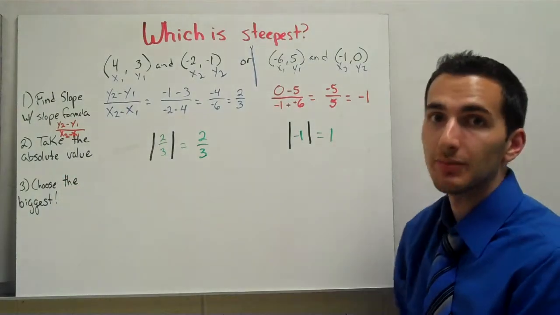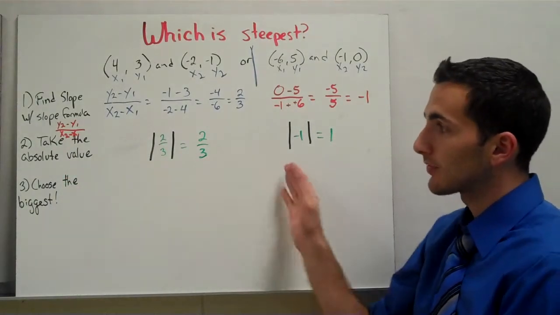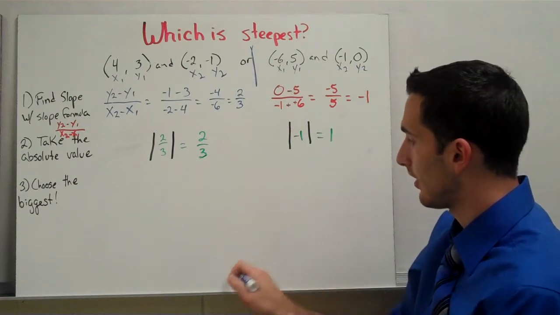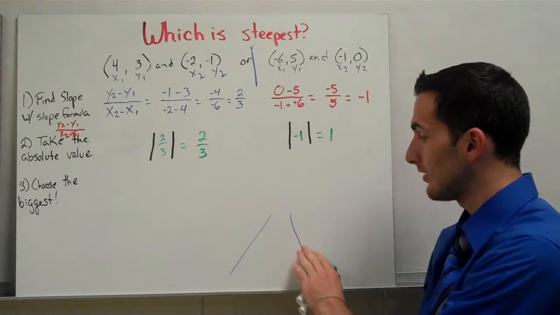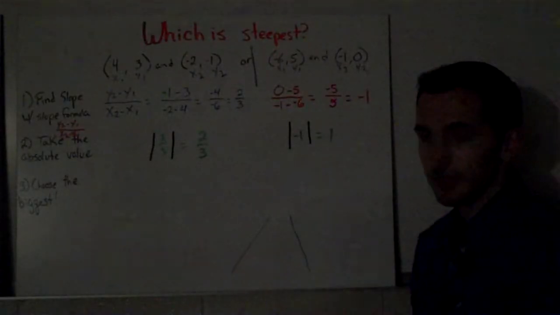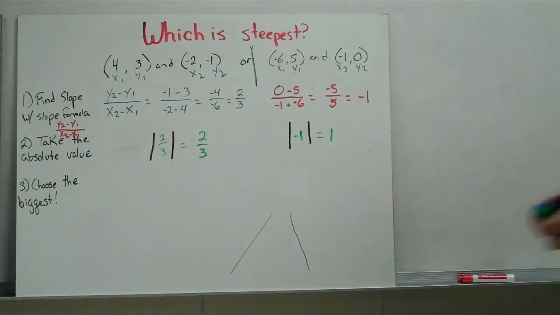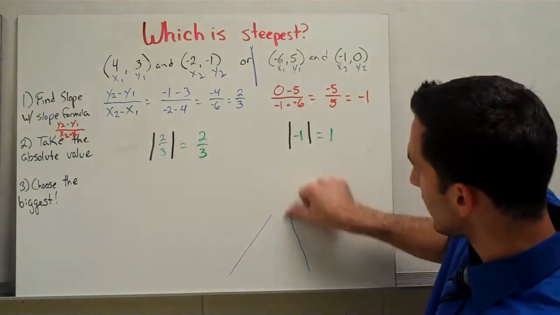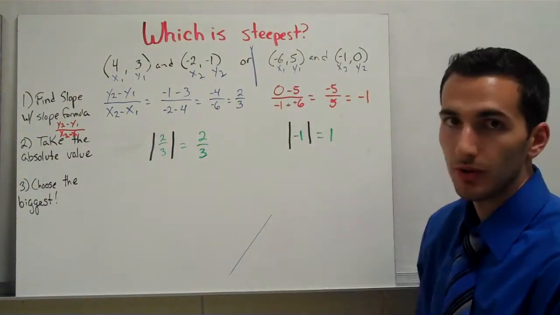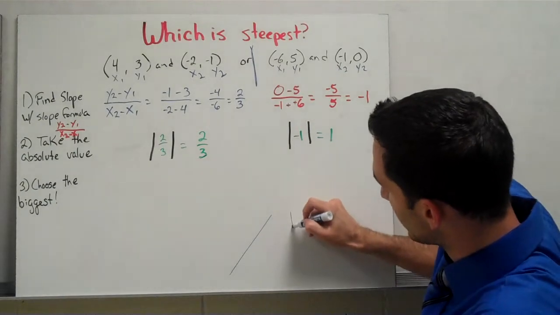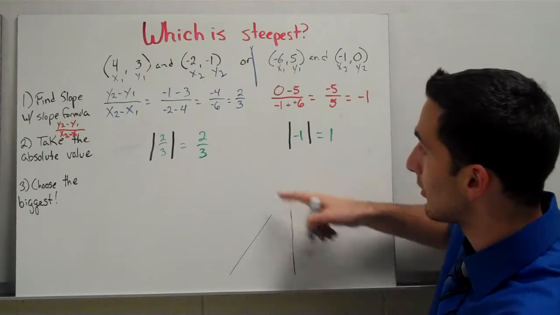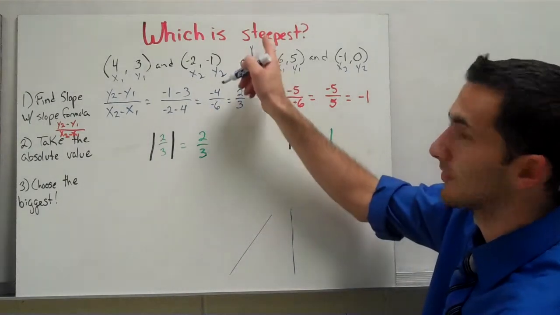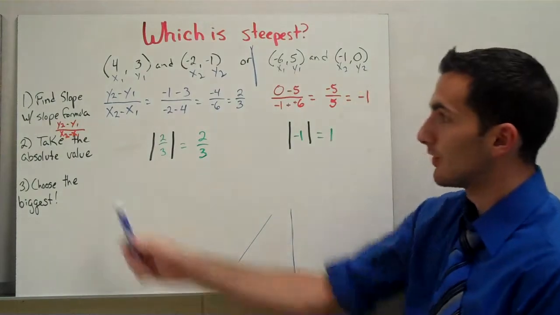Step 2 says take the absolute value. The reason we take the absolute value is that whether a line is going up from left to right or down from left to right, it doesn't matter, because either way, it could be steep or not steep. Let me turn these lights back on. So I think we could all agree that even though this one's going up from left to right, and this one is going down from left to right, this one is a steeper line. So it doesn't matter if the slope is positive or negative to find the steepness. So we take the absolute value.